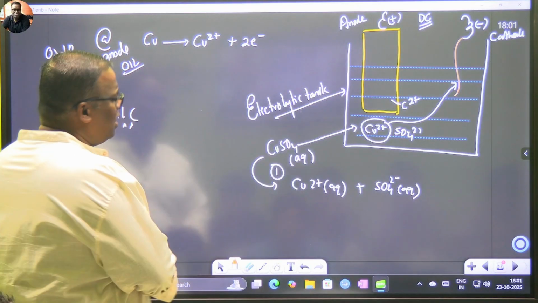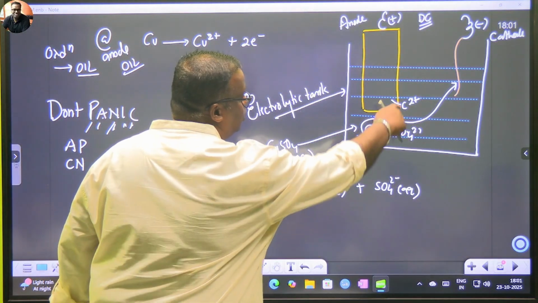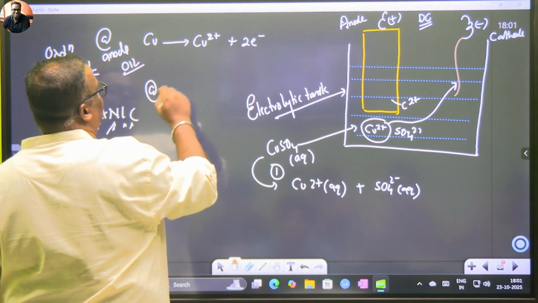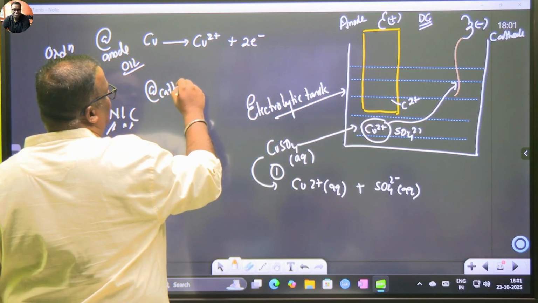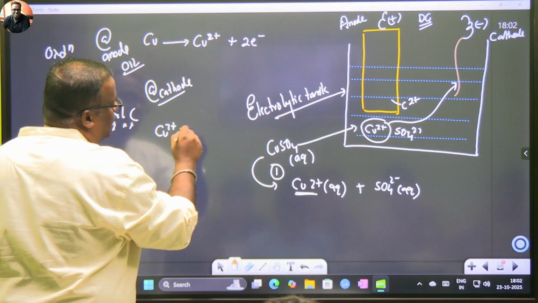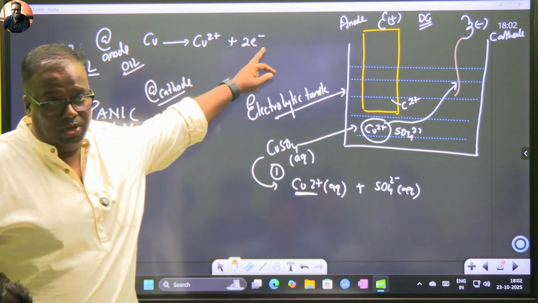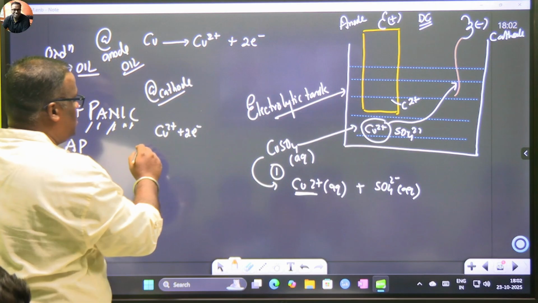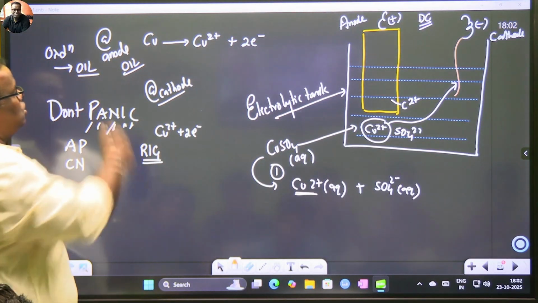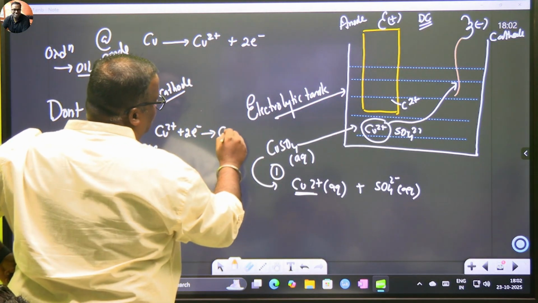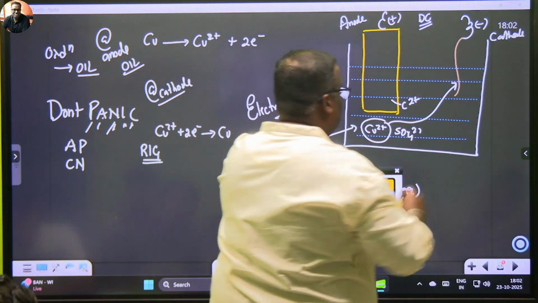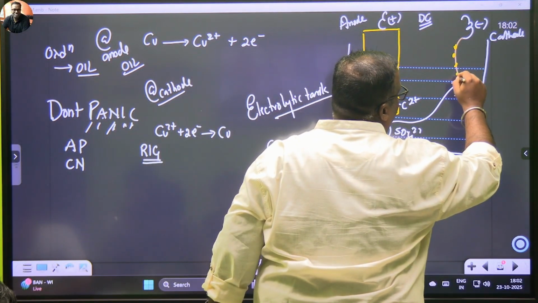Understood? So when it goes that side, the 2 electrons in the circuit will be absorbed. So let's see the reaction at cathode. At cathode, Cu2+ gains 2 electrons. Which are the 2 electrons? These 2 electrons which are there in the circuit. And this is known as reduction. Reduction is RIG: Reduction Is Gain of electrons. This is OIL, this is RIG. Gain of electrons, and it forms a copper atom. So slowly you will find that copper atoms have started to deposit out here.